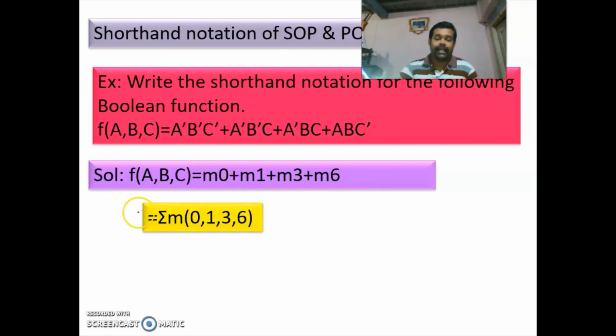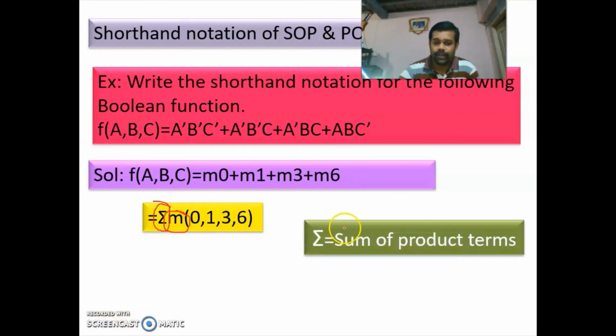Next, we can write another notation. If it is SOP, you have to use the summation symbol and the small m symbol. So this means sum of products.